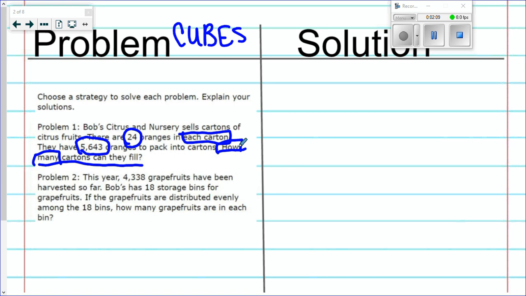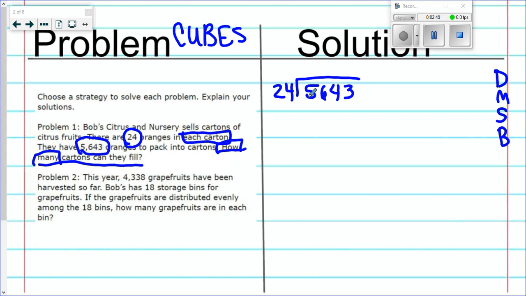So when we look at problem number 1, because it says how many cartons can I fill, and I have this large amount that I've got to divide into groups of 24, I need to do division. The way I solve division, my standard way, is called the standard algorithm. So I am going to set the problem up with 5,643 oranges that we're dividing into groups of 24. When I do this, I am going to use divide, multiply, subtract, and bring down. I'm going to follow those steps.